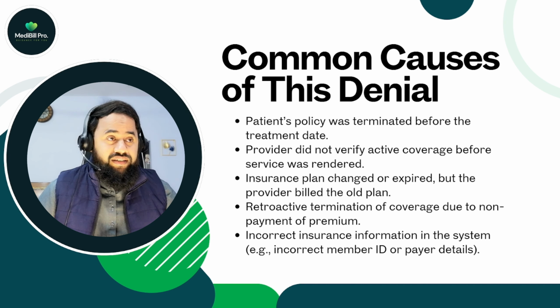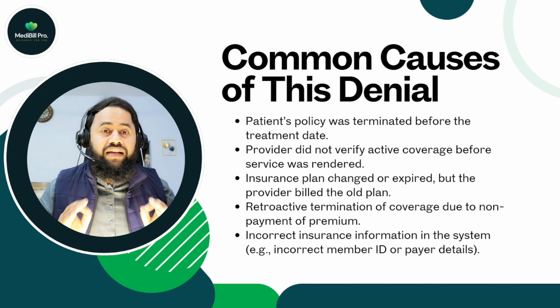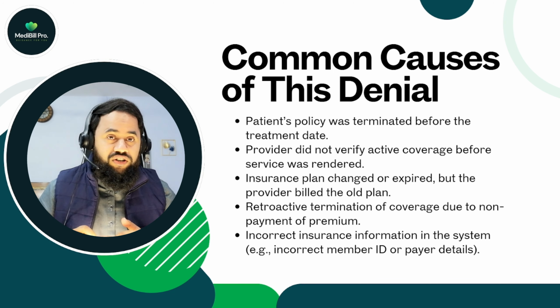Next one is incorrect insurance information in the system, for example an incorrect member ID or payer details. Sometimes we are going to have incorrect information from the provider. Due to this, we always need to verify the member's eligibility. We need to find out who the correct payer is and what the correct ID is. Then we need to find out the eligibility through portals, through calls, or through other methods I have already mentioned in previous lectures as well.